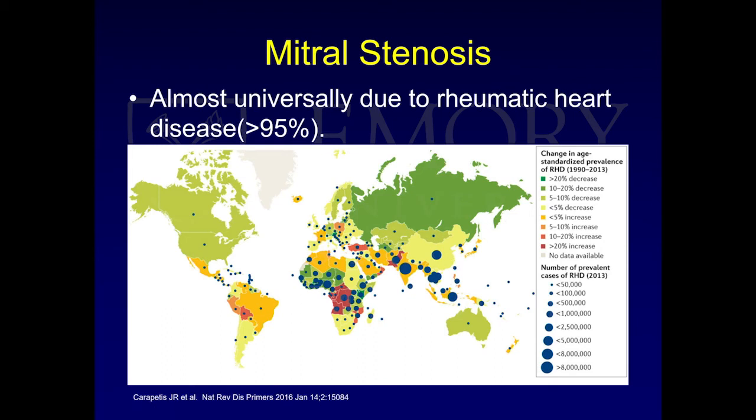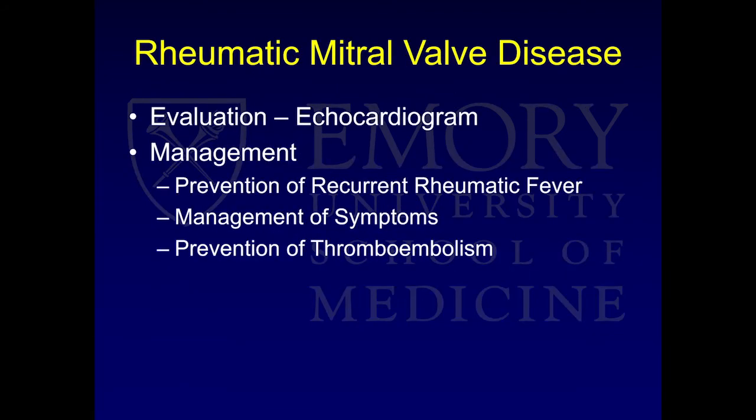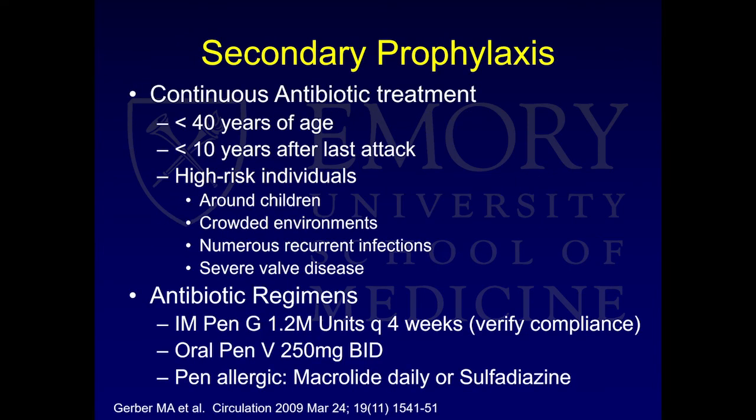If you have a graded clinic, I'm sure many of you have taken care of patients with rheumatic heart disease, because it's becoming pretty much extinct in Western countries. So when we think about rheumatic disease, we need to think about our evaluation, which surrounds the echocardiogram, and then how do we manage those patients? We need to think about prevention of rheumatic fever, management of their symptoms, and then preventing thromboembolic disease.